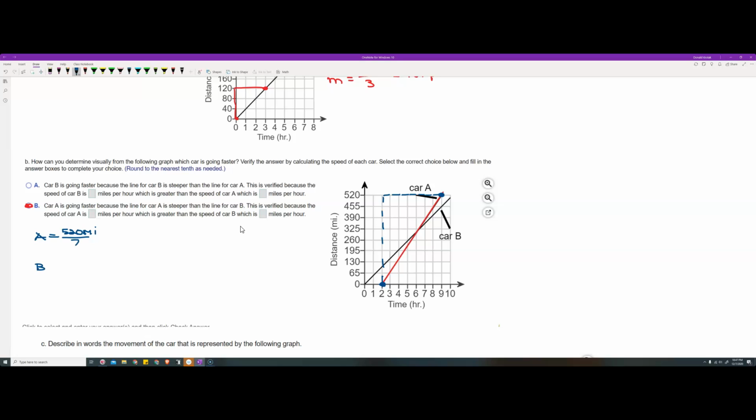And then for car B, which is our black line, I'm going to choose 0, 0, and ooh, that's a good one right there. Alright, so for that, we have a vertical change of 65, 130, 195, 260, all the way up to 455, and then over 9 hours.